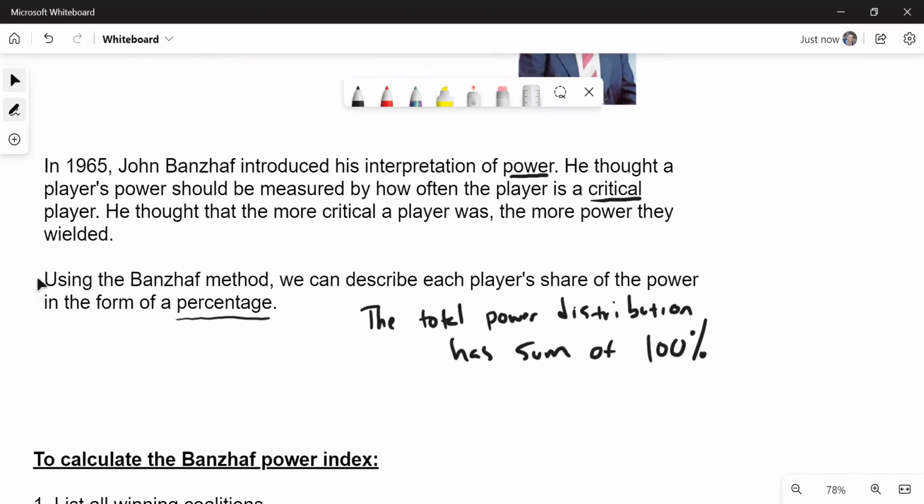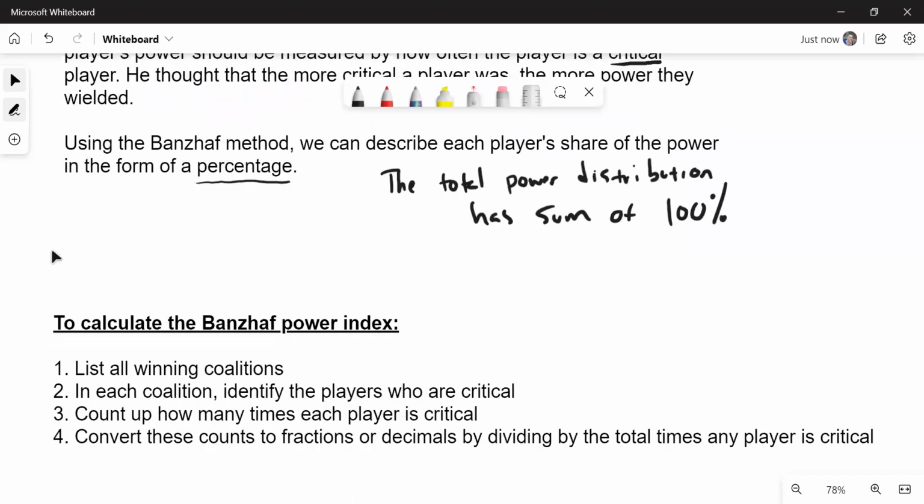This method can be outlined in these 4 steps. To calculate the Banzhaf Power Index, number one, you have to list out all the winning coalitions. We have some practice with that, but that can be tedious. We're only going to look at 3-player and 4-player systems because more than that is pretty tedious, and a lot of times you might need the aid of a computer to keep track of all the coalitions.